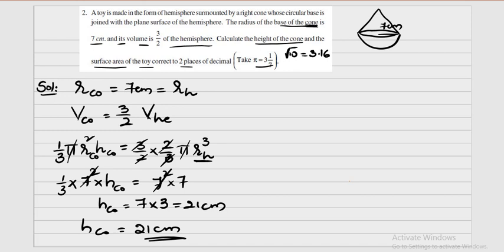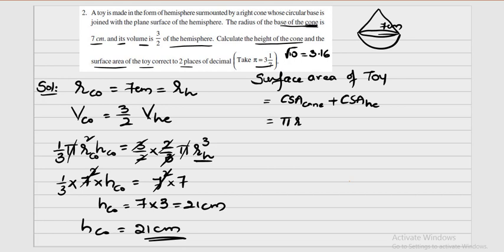But along with that he is asking to find out the surface area of the toy. So again he is asking you to recall the concept which we have done earlier, right? So how to find the surface area of the toy? The surface area of the toy is given by the CSA of the cone plus the CSA of the hemisphere, right? So what is the CSA of the cone?